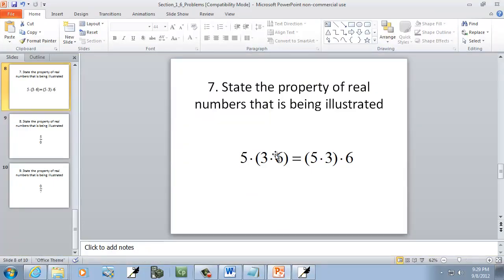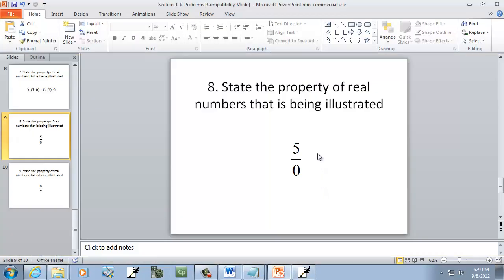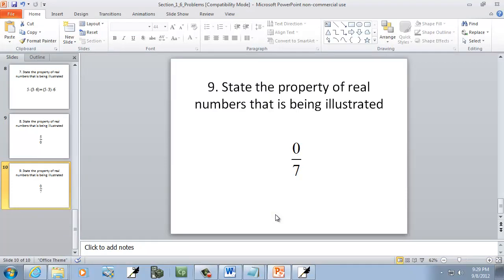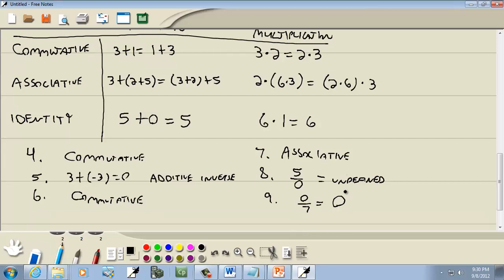These last two, the book might give them names, but it's really just important to know. If you have 5 divided by 0, basically you have any number divided by 0. You can't have 0 in the denominator. This is undefined. Now the other one is where it's flipped around. We have 0 over 7. Well, anytime you have 0 divided by anything besides 0, it's always equal to 0. And those would be your answers.